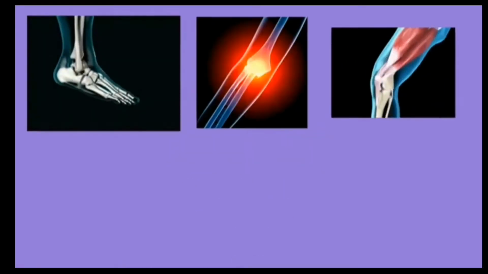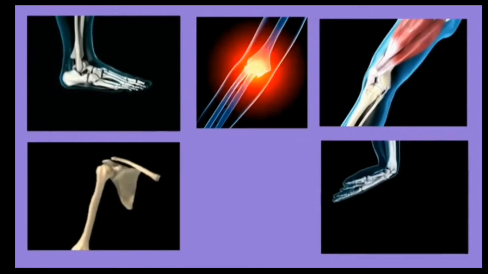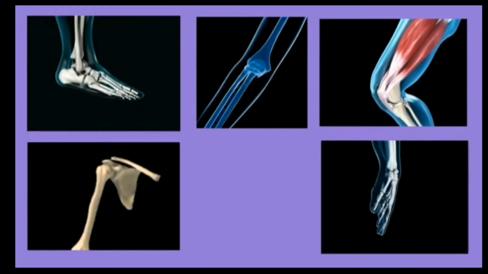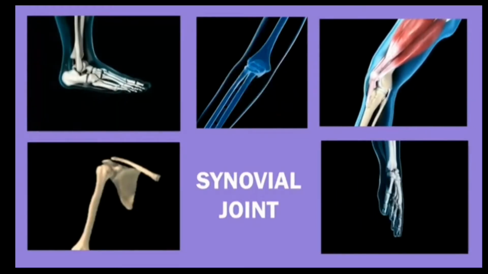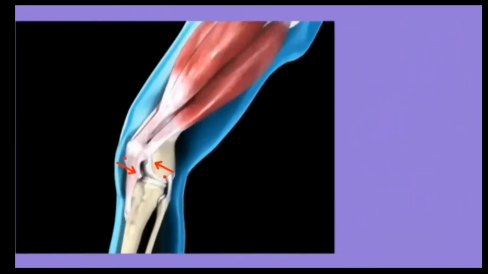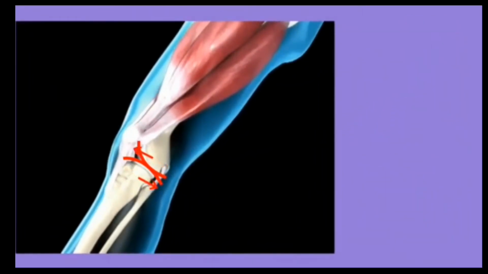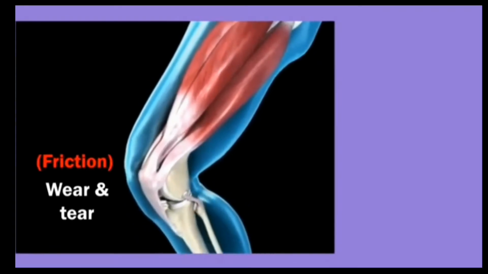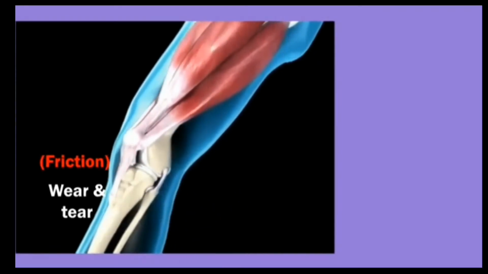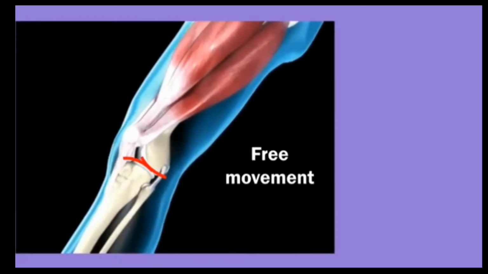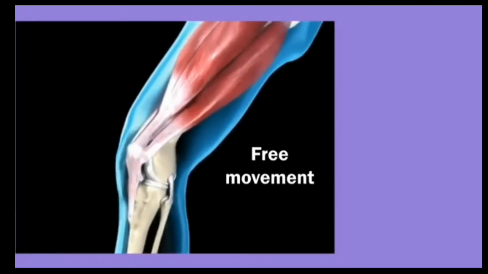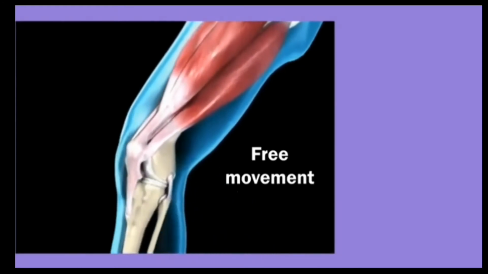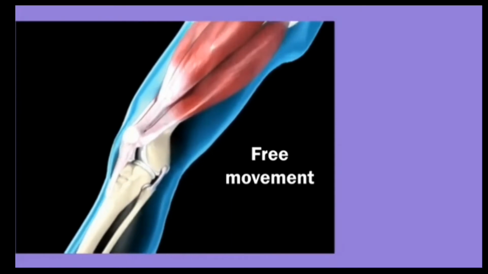Ankle, elbow, knee, shoulder, wrist, all are freely movable joints, also known as synovial joints. Another name is diarthrosis. We know that two bone surfaces move on each other. There is always wear and tear because of friction. At freely movable joints, there is a lot of free movement between bones. These joints have special structures which prevent bones from wearing off.